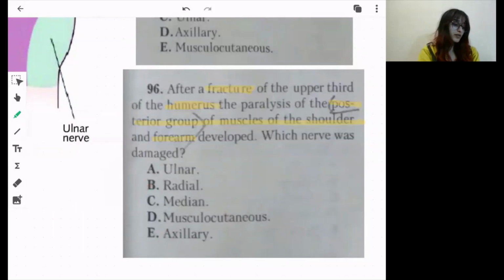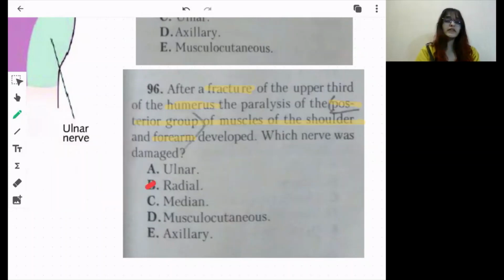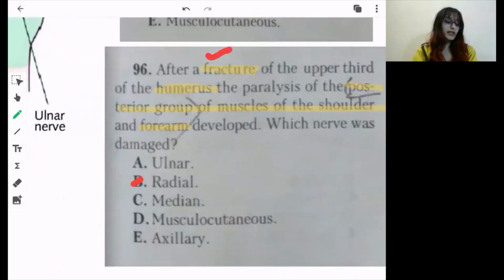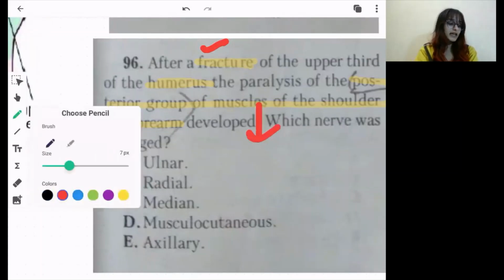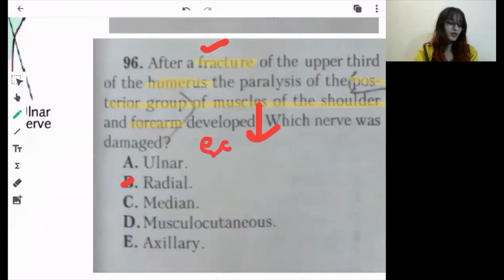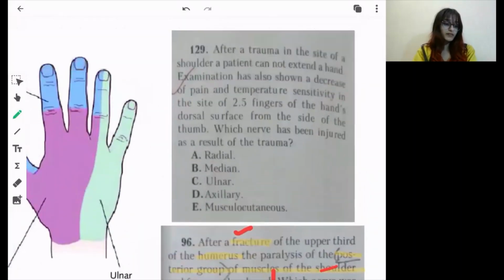Why? Because first of all, this nerve is on the posterior surface of the humerus, in the spiral or radial groove. So this was the point hinting towards the answer. And also the posterior group of muscles. The posterior group of muscles are nothing but the extensors. And you all know that the extensors, like the triceps brachii, which is the extensor of the arm, and all the other extensors of the forearm, are supplied by the radial nerve. Okay. So next question.